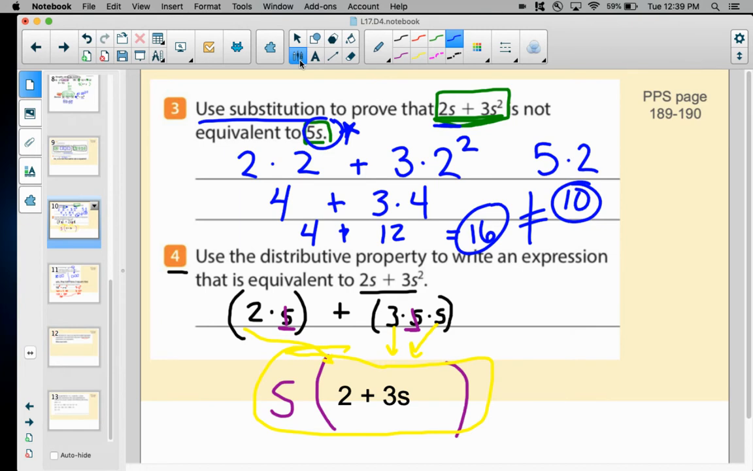But number 4 is not asking you to substitute. It's asking you to use the distributive property. So you can see how I rewrote this 2s plus 3s squared to be 2 times s plus 3 times s. I got rid of this common factor of s and put it on the outside, and everything that was left I stuck inside the parentheses, the pink parentheses, which is now blue. So we should have an expression here of s on the outside with 2 plus 3s on the inside. That is one answer that you should have matched up with mine.